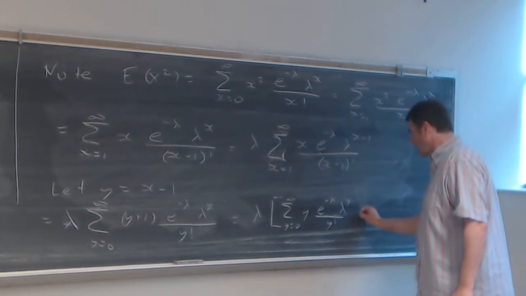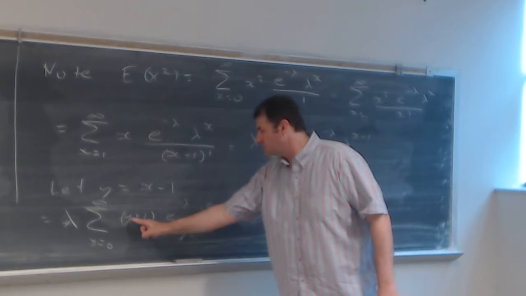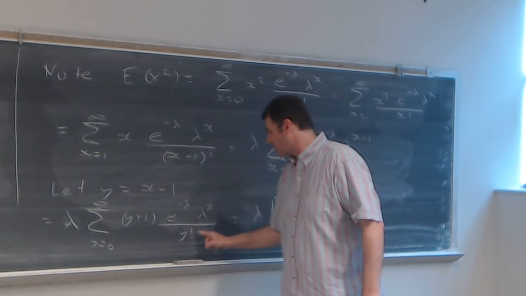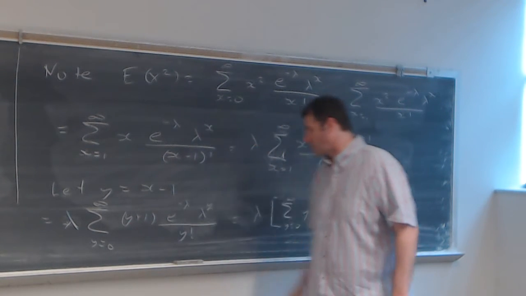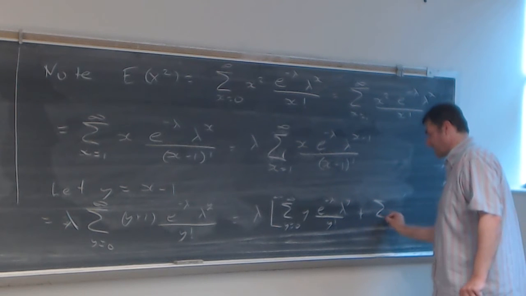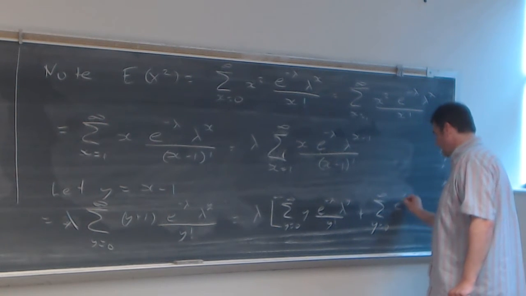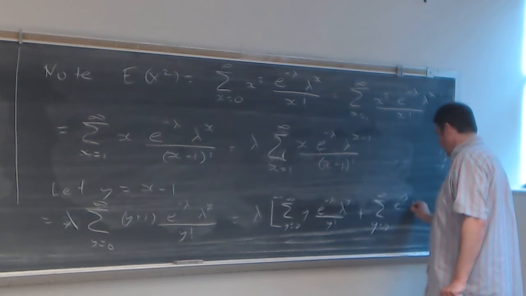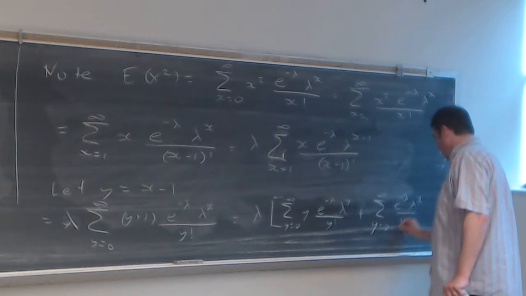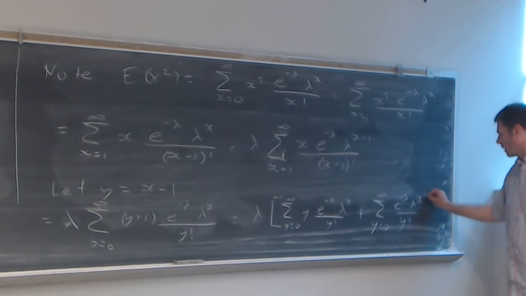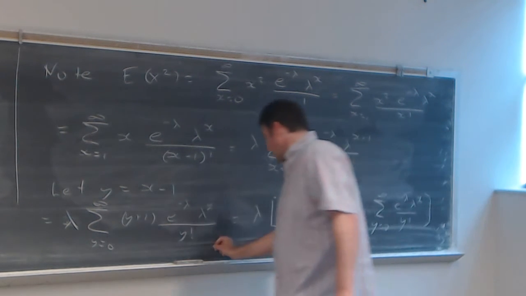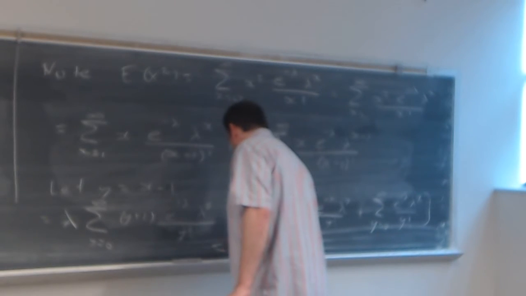And then plus, so I'm distributing the e to the minus lambda, lambda to the y over y factorial into this y plus 1. So plus, and then splitting it up into two summations, y equals 0 to infinity, it would just be e to the minus lambda, lambda to the y over y factorial. This is equal to lambda.